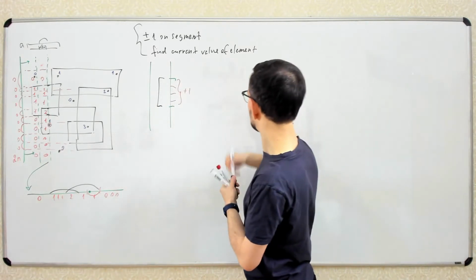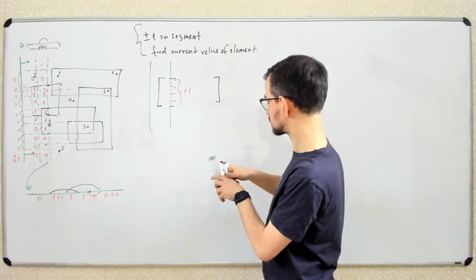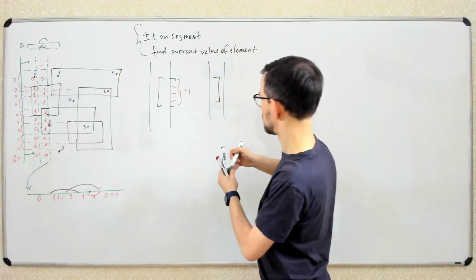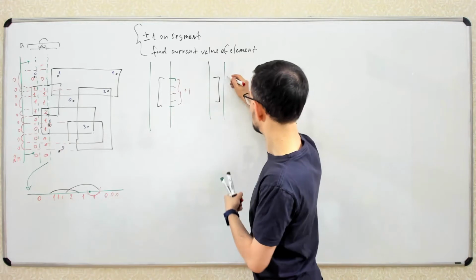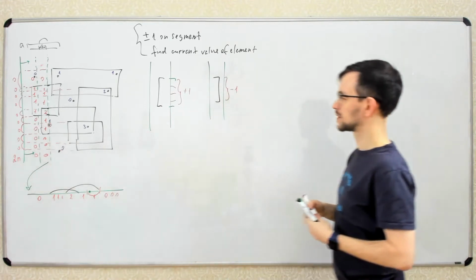When you see the right border of the rectangle, again, you move from here to here. You need to take all segments here and make minus 1 for those segments.